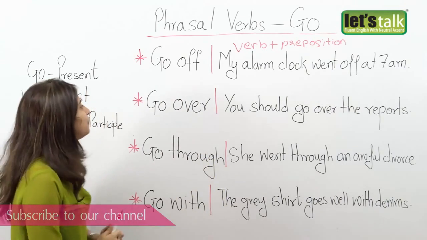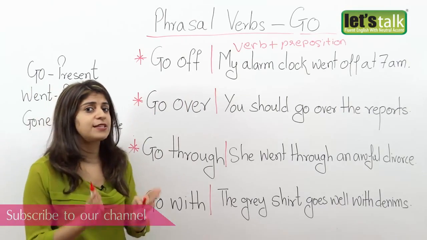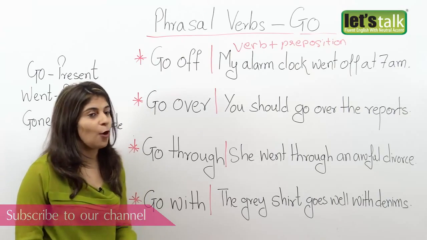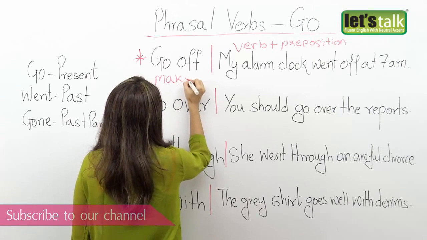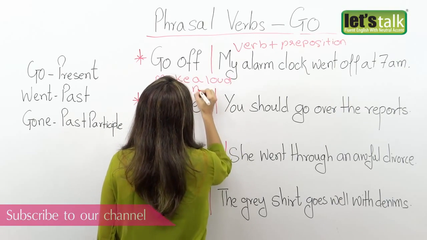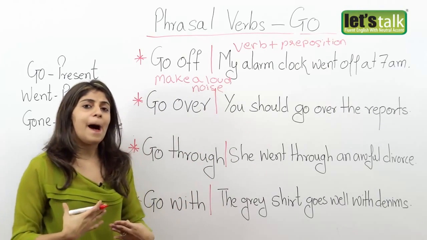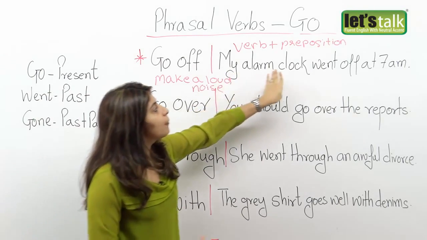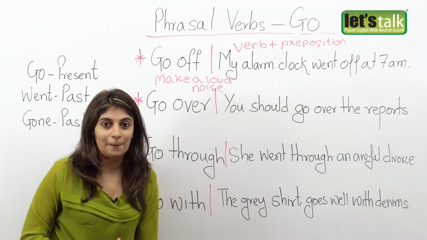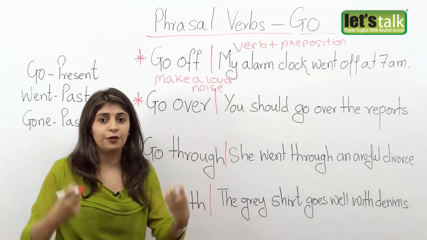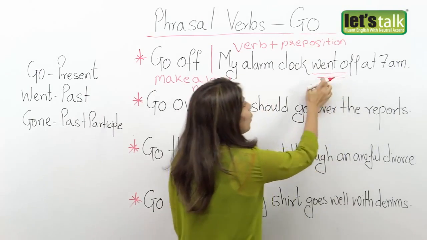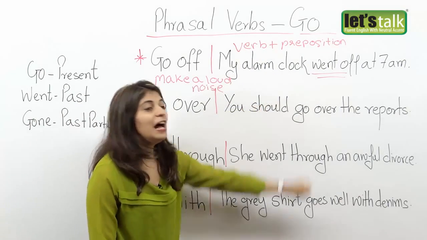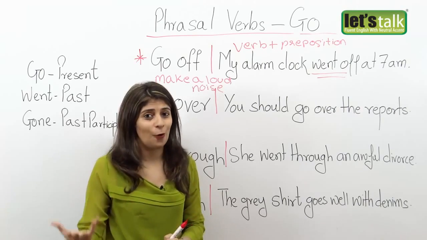Okay, so let's have a look here. We have go off. Now go off doesn't literally mean that you leave, but it means to make a loud noise or to explode. So you know how the fire extinguishers go off, right? So for example, we have a sentence here. My alarm clock went off at 7 a.m., right? So your alarm clock basically goes off, right? So here we have went off, which is the past of the verb go, okay? And that's why we are using went off. But what it really means is that it made a loud noise, okay?